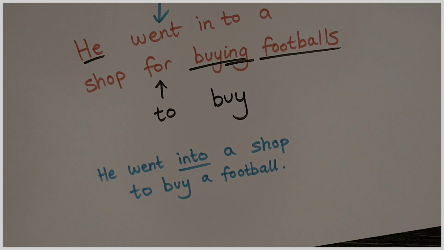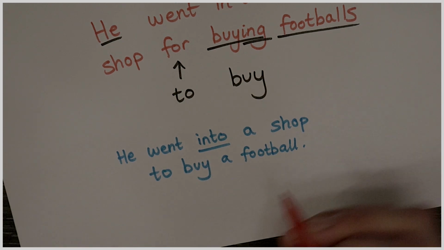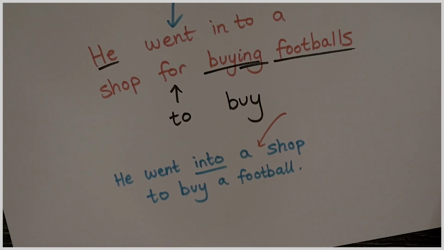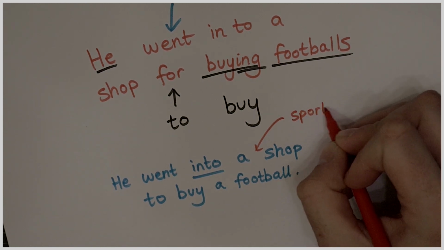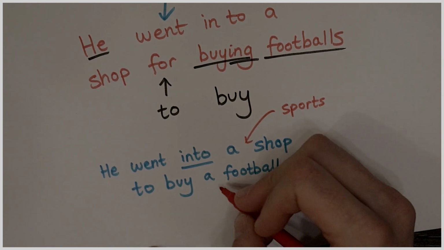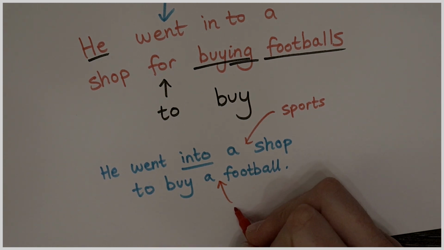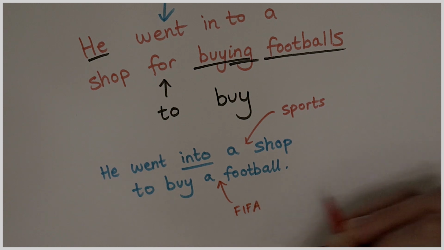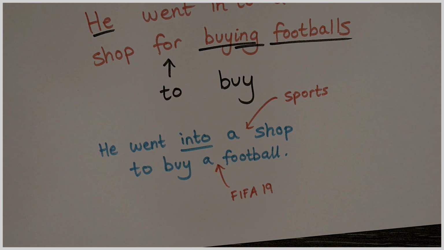So now we have a sentence that makes sense, and now we can start to make it better. So he went into a shop to buy a football. He went into what kind of shop would sell a football? Let's use an adjective to describe it. Maybe it was a sports shop. He went into a sports shop to buy a football. What kind of football did he want to buy? Lovely. A FIFA football. A FIFA 19 football, maybe. So you've got now a chance to add details.